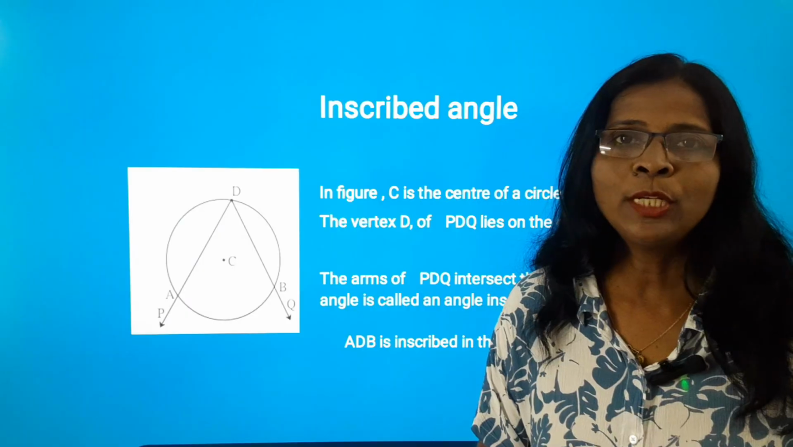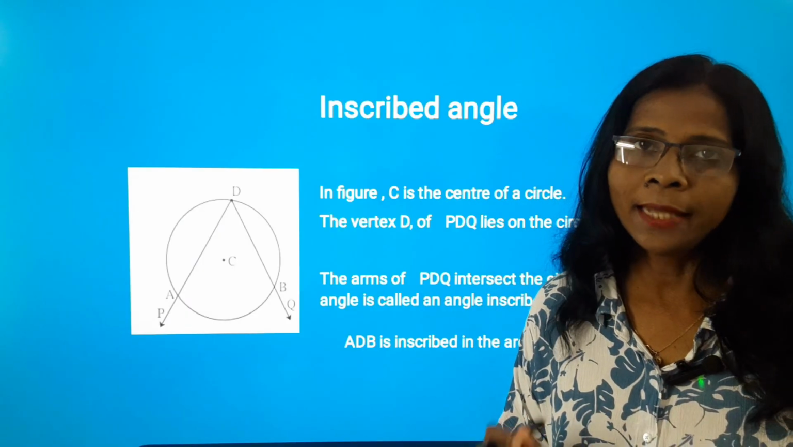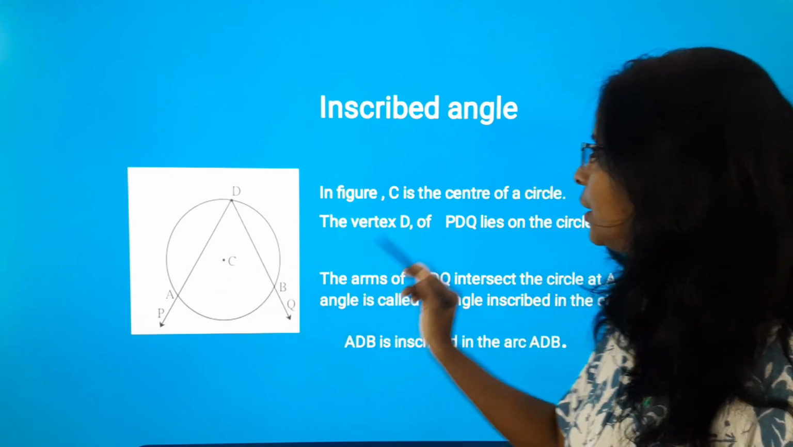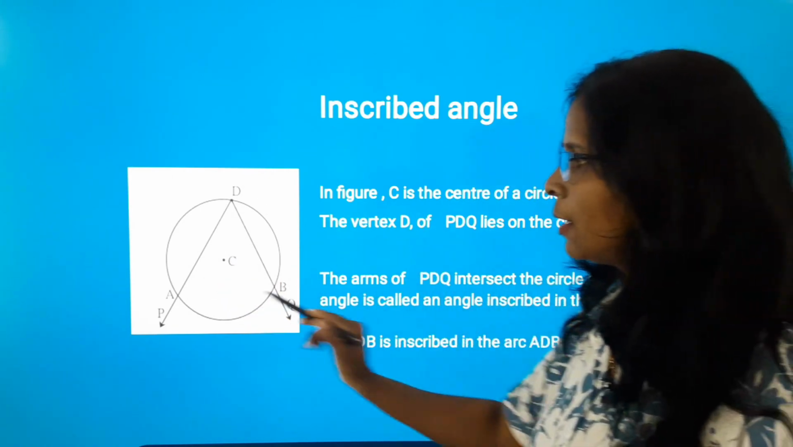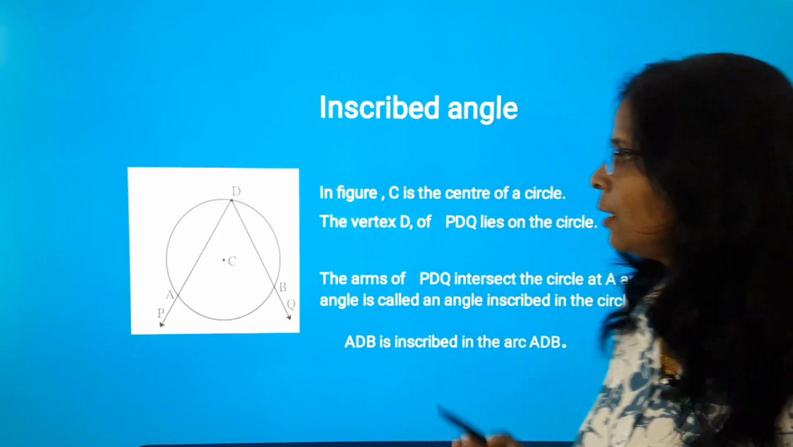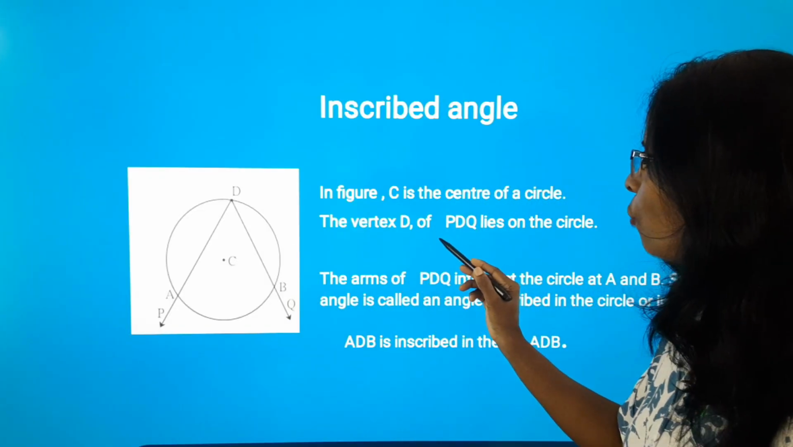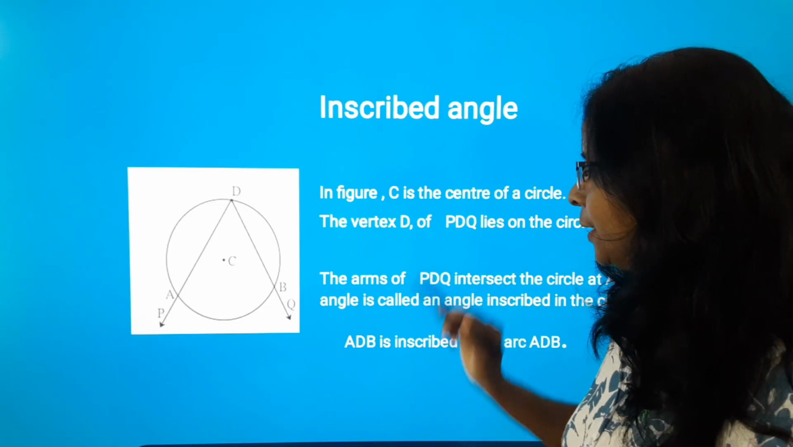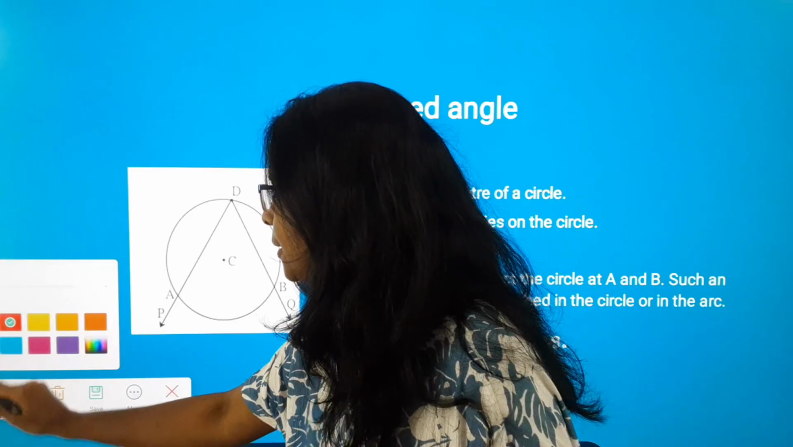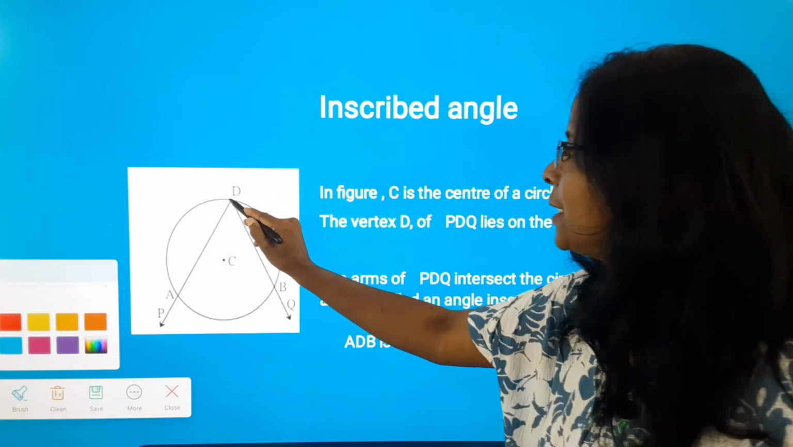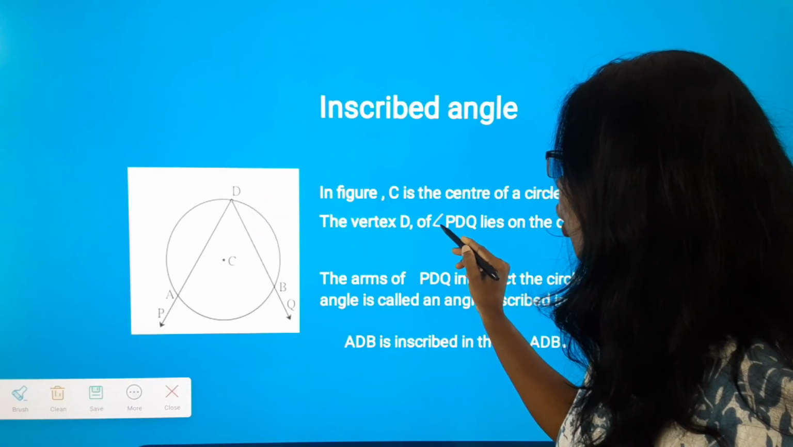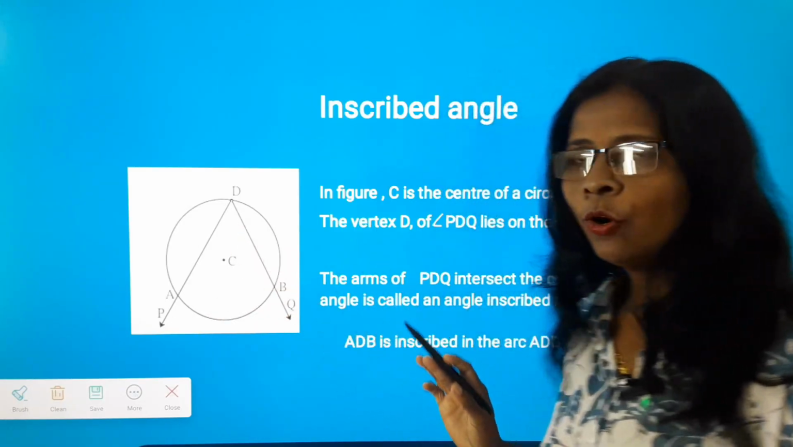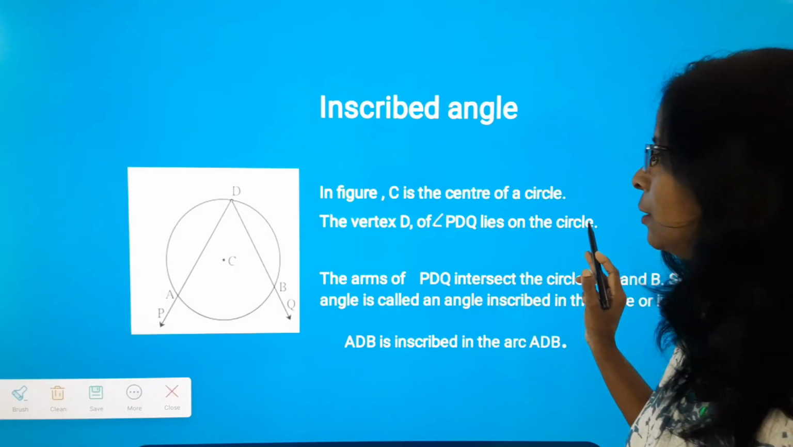The next topic, student, is the inscribed angle. So here in this figure, C is the center of the circle. The vertex D of angle PDQ, see here the vertex D, is of angle PDQ, okay, and lies on the circle.